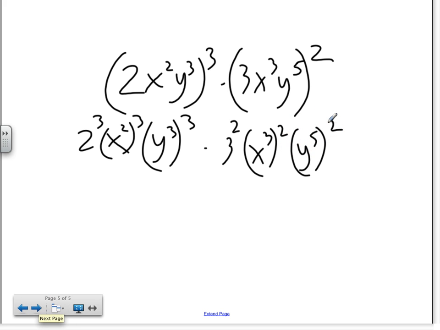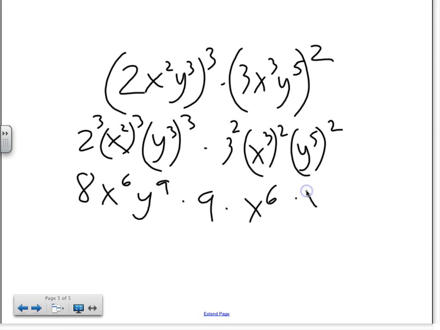Okay. Now can we do some more cleanup work? What is this going to become? 9. X to the 6th power. Y to the 9th. Over here, 9 times... X to the 6. Y to the 7, or 10? 10. Remember we have 2 sets of that, right? So y to the 10.